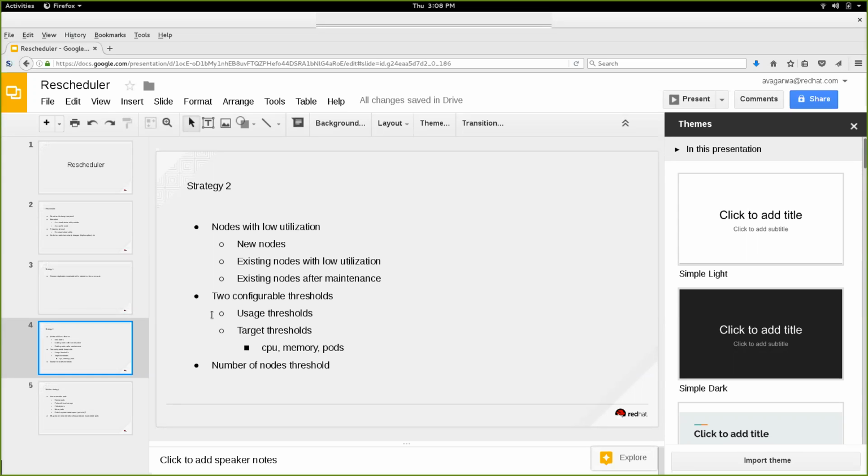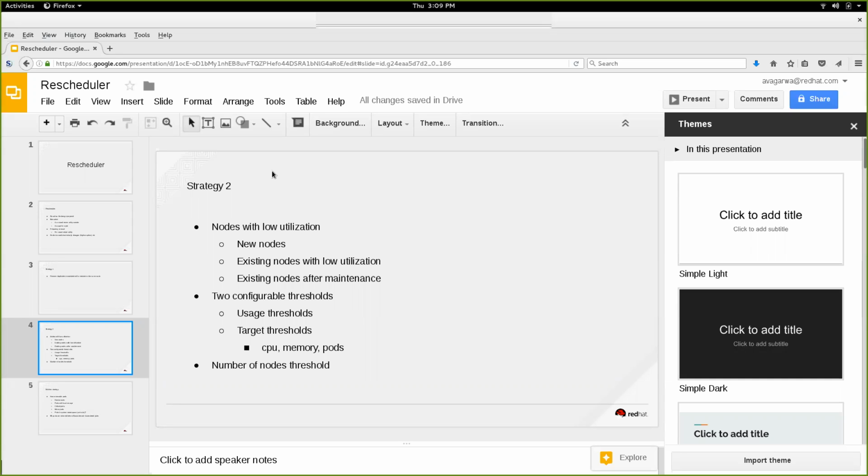And there are two configurable thresholds, usage thresholds and target thresholds. These thresholds are based on CPU, memory, and pods percentage. And then there is also a number of nodes threshold. For example, let's say you have a very large cluster, 100, 200, 300 nodes, and there is only one node with low utilization. Maybe it doesn't make sense to run the rescheduler. So you could set the number of nodes threshold, so that only when the number of low utilized nodes is above it, the rescheduler is triggered.